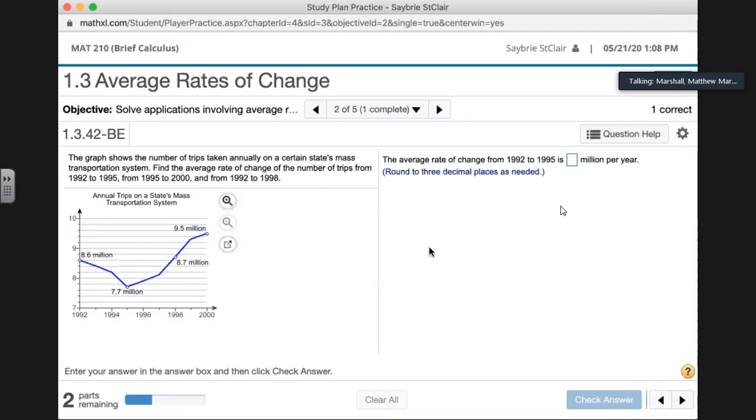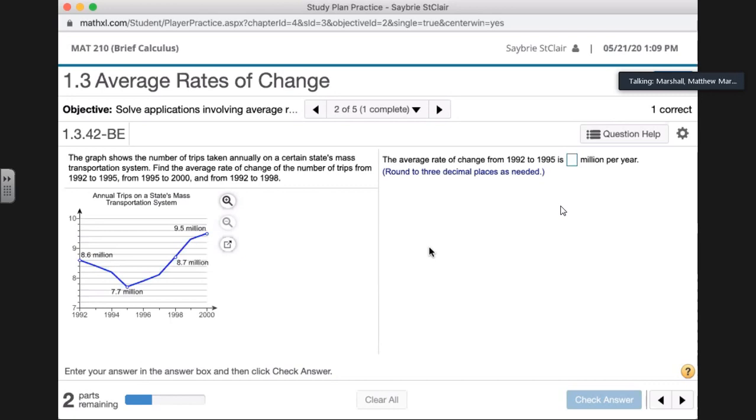All right, another one. Average rates of change. I say right here, if we get one of these right, I think we skip ahead to your quiz. Unless maybe some of these later ones are different. Oh, maybe we should see. I don't know.